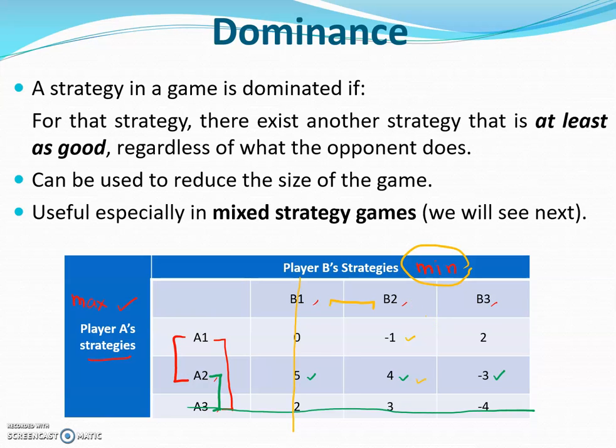Then we try to compare strategy 2 and strategy 3. When we compare -1 and 2, -1 is better. Then when we compare 4 and -3, -3 is better. So in this case, we cannot say that strategy 2 is better than strategy 3 or strategy 3 is better than strategy 2. So after reducing by the dominant strategy, we can say that we have reduced our matrix from 3 by 3 into a 2 by 2 matrix.